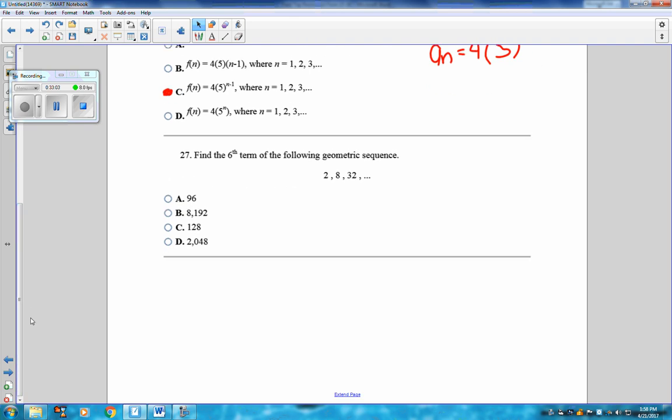27. Find the 6th term of the following geometric sequence. I'm going to write this as an explicit formula, so I don't have to just keep writing my blanks. So a sub n is equal to a sub 1. A sub 1 is my first term, so 2. My r is found by dividing 8 by 2, which is 4. n is the term I'm looking for, so n is 6. So I'm going to have 6 minus 1. So 2 times 4 to the 6 minus 1 power is 2048.